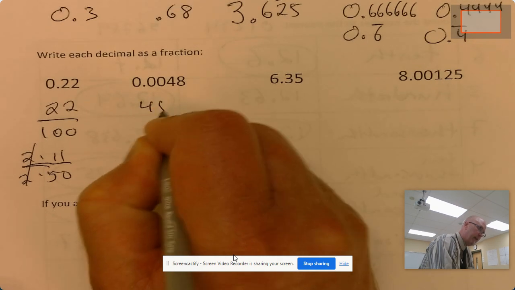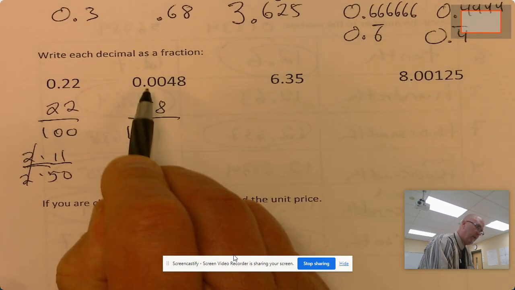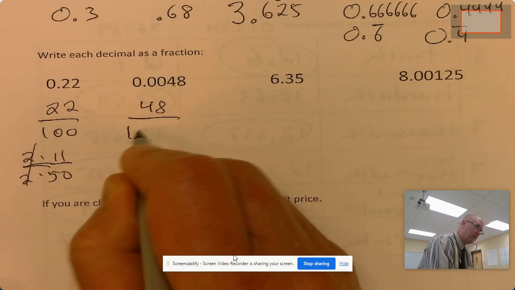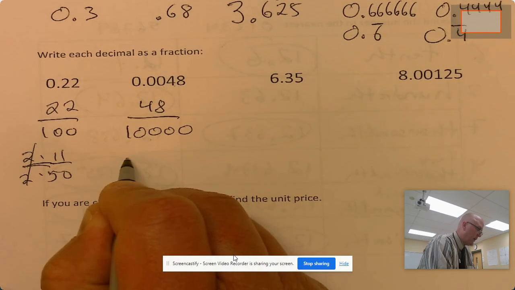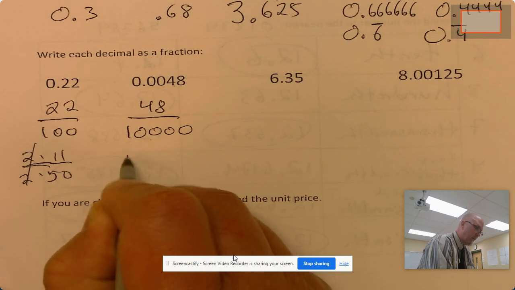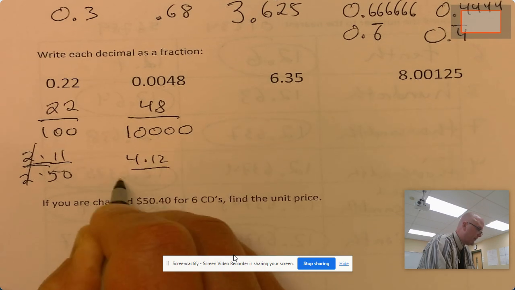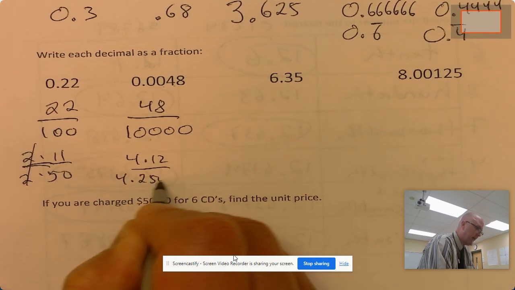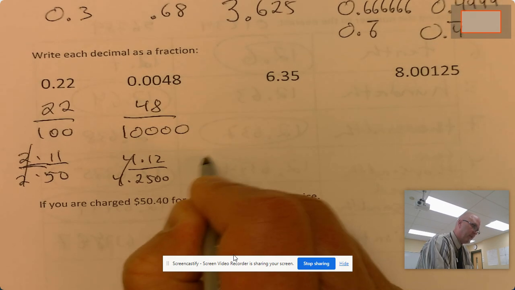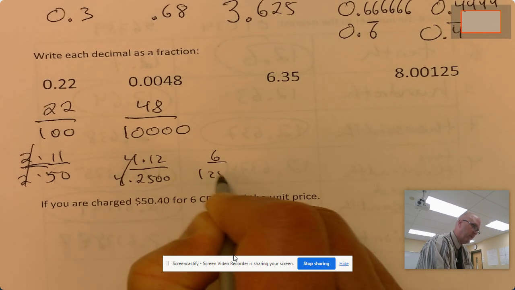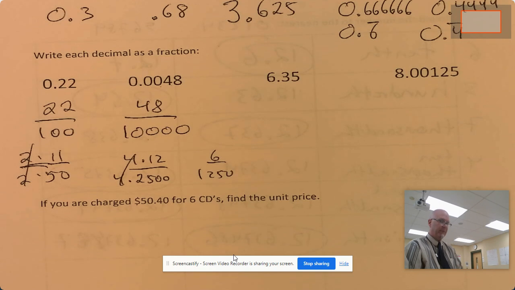This one would be 48 over 1 with 1, 2, 3, 4 zeros. Okay? We're going to do 4 times 12 is 48, and 4 times 2,500 is 10,000. And then I'm going to chop those in half, and I'm going to have 6 over 1,250. So that would be the final answer.